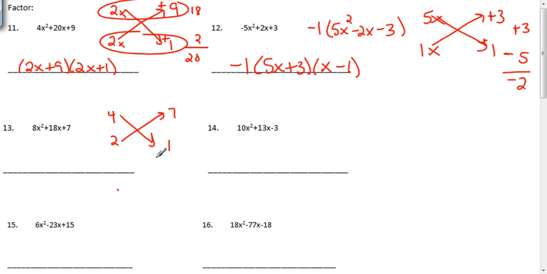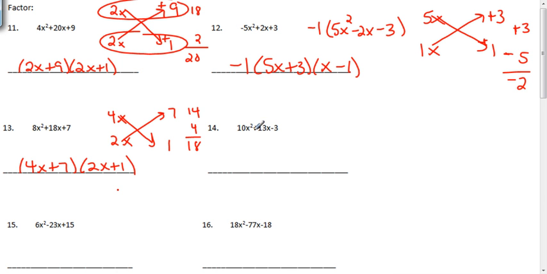So 7 and 1. So if I add up 2 times 7, I get 14. 4 times 1, I get 4. I got it on my first try. So put your x's in. So it factors into 4x plus 7 and 2x plus 1. And now I double check these parentheses. There's nothing that can come out of 4x plus 7. There's nothing that can come out of 2x plus 1, so I'm done.